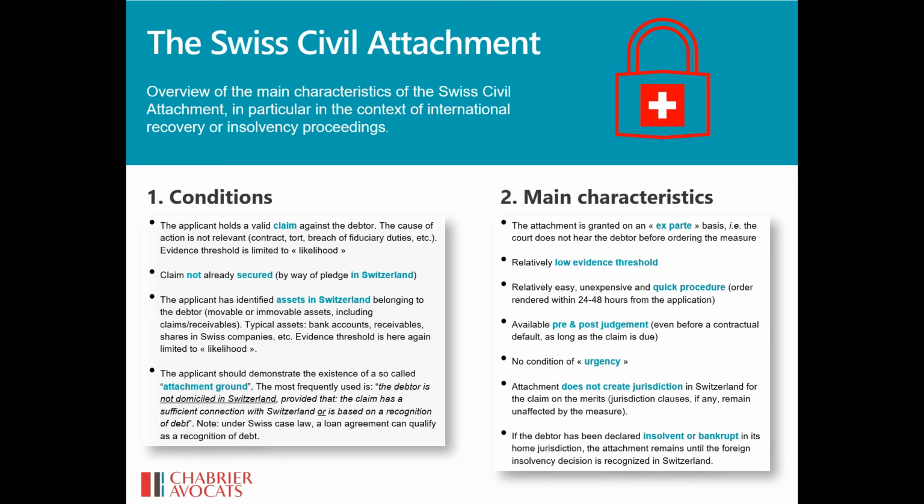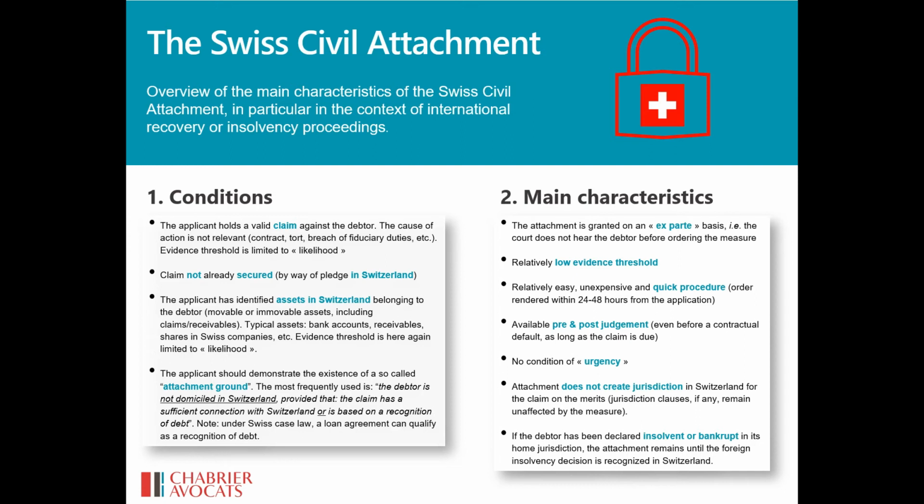in your case. So that's a very, very important thing. Evidence is limited to likelihood. It's also very easy to obtain. It's quick and it's inexpensive. The order can be obtained within 24 to 48 hours from the moment of the application, and it usually costs around the equivalent of $2,000 in court fees. So it's quite easy to obtain, quite inexpensive, and easy.